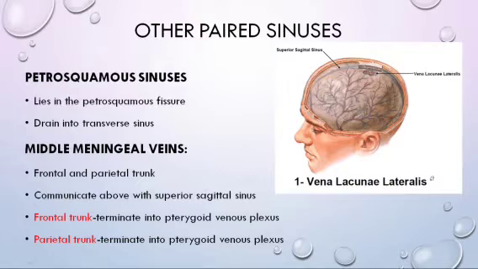Okay. So I already said the middle meningeal vein has two trunks: the anterior division is called the frontal trunk and the posterior division is called the parietal trunk. It communicates above with the superior sagittal sinus. So this frontal trunk terminates into the pterygoid venous plexus. What is the pterygoid venous plexus? I will show in the cavernous sinus. Okay. So clear about the other dural sinuses.